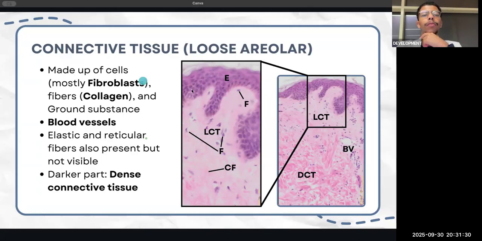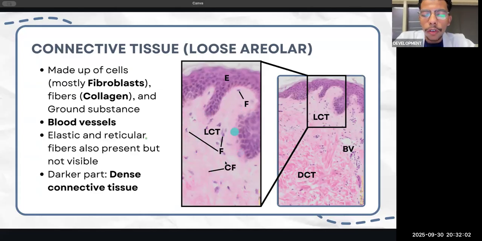Okay. Now for connective tissue. The first layer we had was epithelium. Now under the epithelium, we're going to have what? The connective tissue. The first type of connective tissue is called loose areolar connective tissue. Now it's made up of cells, and specifically the cells are called fibroblasts. These fibroblasts release collagen. They secrete collagen. Collagen is all these pink fibers you can see here. All these pink fibers are what? Collagen fibers, secreted by what? The fibroblasts. And ground substance.